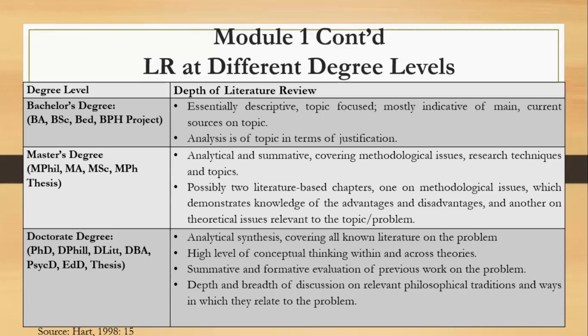And so you just describe these studies to justify why you are doing your research. And so for first degree, literature review is very descriptive. But when you move to the master's degree, then you move from the descriptive aspect of literature review, and then you enter into analytical and summative aspects of literature review.